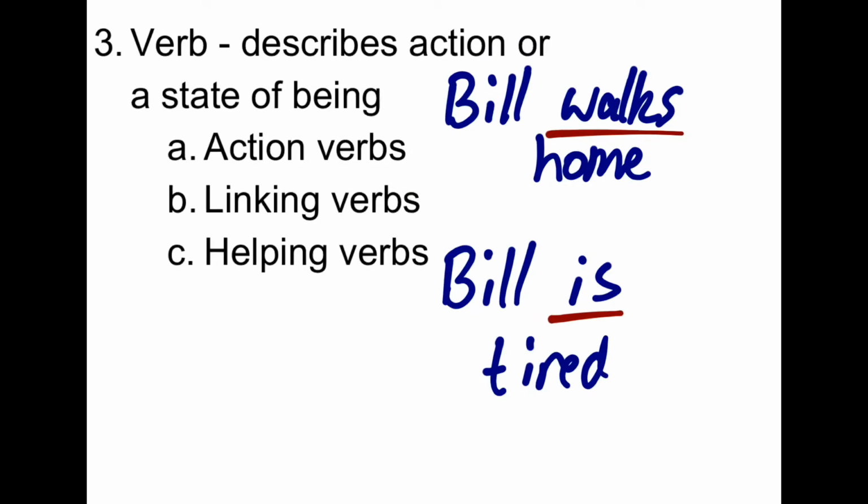A verb describes action or a state of being. Walks is an action verb, is a state of being verb. Another word for these is linking verbs. And what they do is they link a noun to a description of that noun. Bill and tired, for example, are linked. We can link a subject to either a noun, an adjective, or a pronoun.